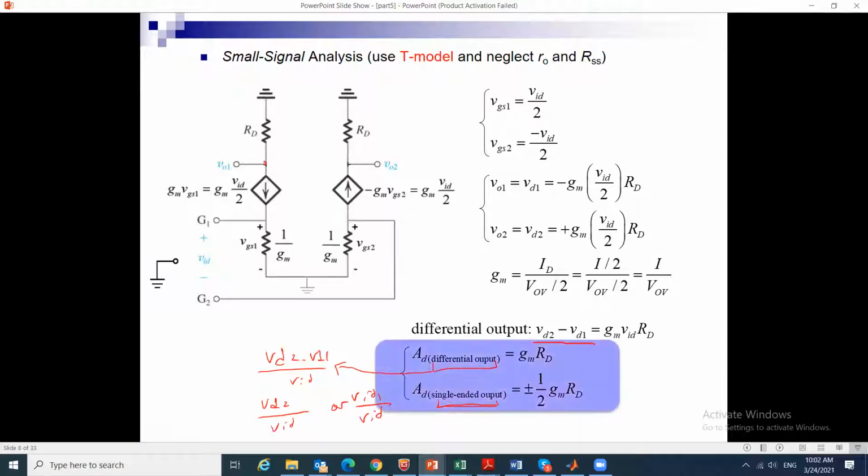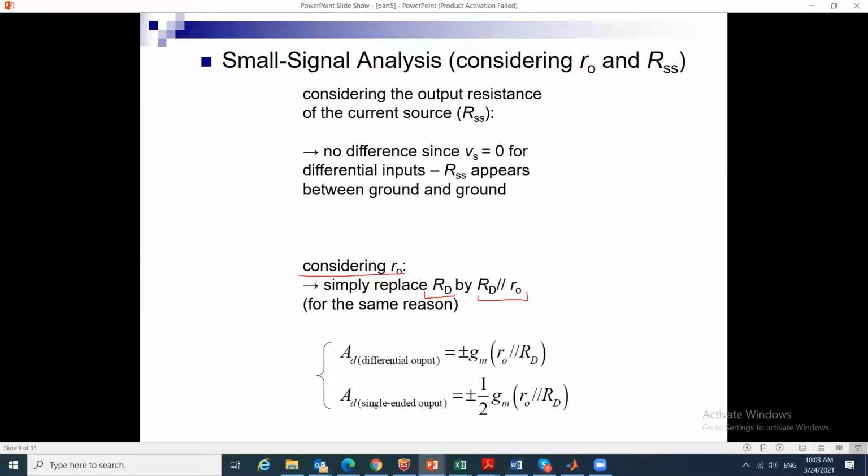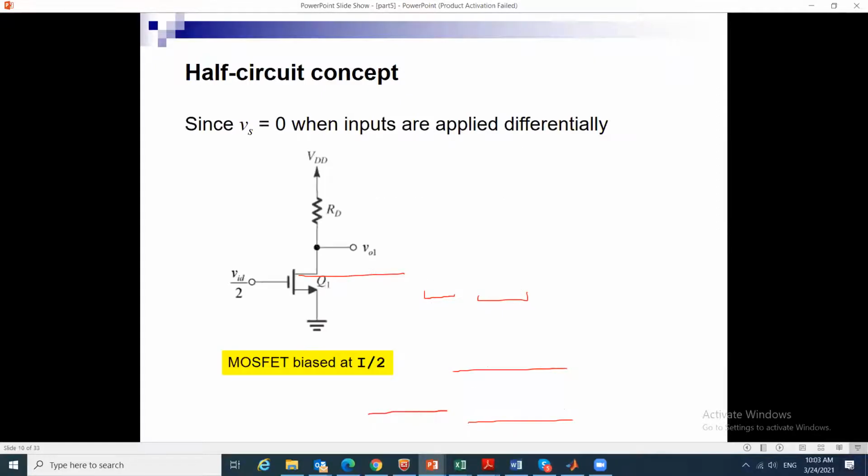Then we said, well, this kind of circuit is not affected by the resistance of the current source, because the node S remains 0. And then we said, well, if we have RO, we will simply replace RD by RD parallel to RO. And we derived finally for this circuit that the gain is gm times RO parallel RD, or in the single-ended fashion, it's half gm times RO parallel RD.